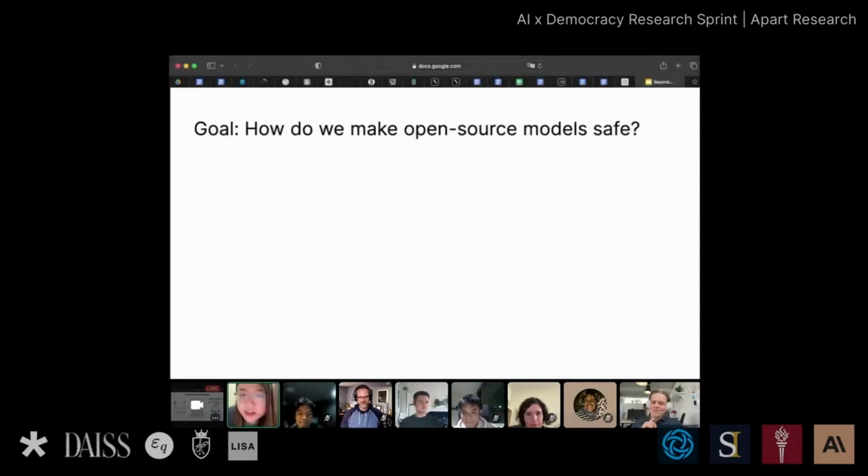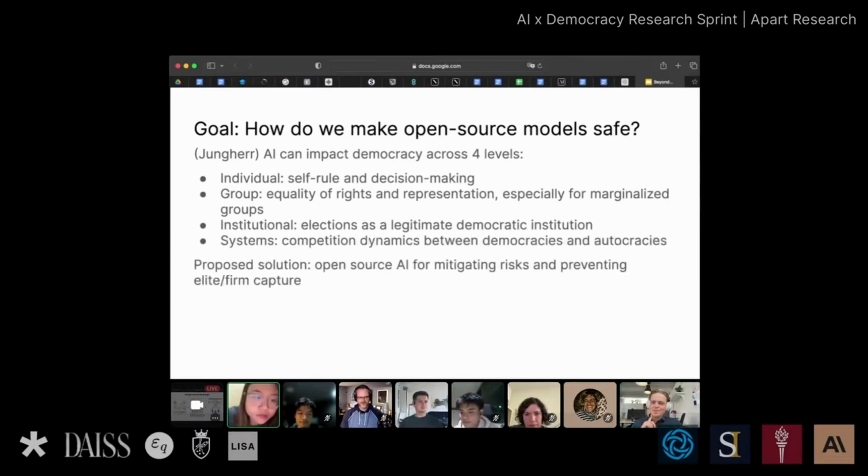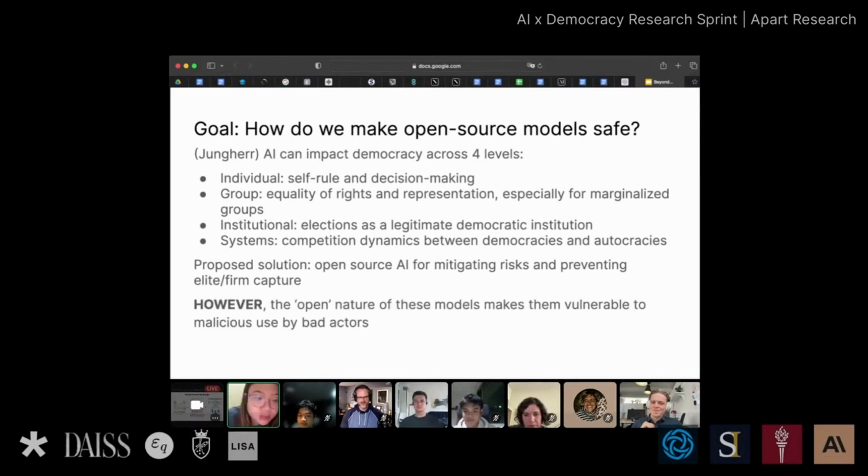So how is this relevant to democracy? So Jung here has attempted to map out the ways in which AI may impact the quality of democracy across 4 levels. So on the individual and institutional levels, a core idea of democracy would be for people to be able to decide how they are to be ruled, and in modern representative democracy, this is propped up by the practice of maintaining free and fair elections, whose legitimacy depends on people being able to make informed decisions, and the risk of AI-enabled disinformation threatens this very institution.